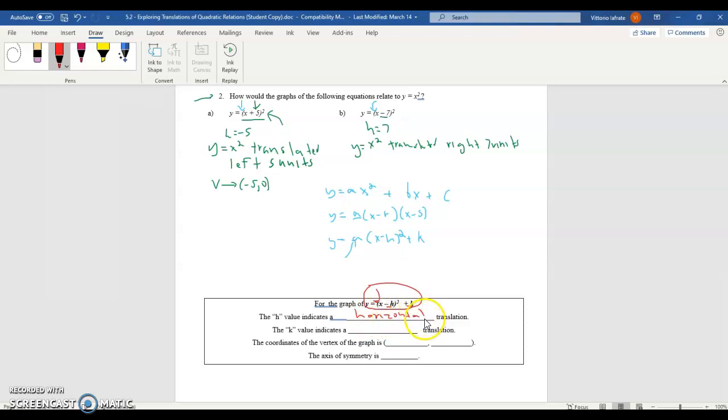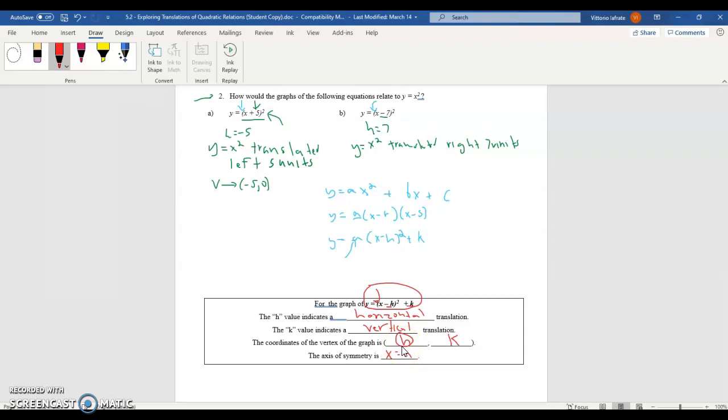And the K value is going to represent a vertical translation still. So if ever you have a situation like this, now your vertex coordinates are always going to be (H, K). And your axis of symmetry is going to be X is equal to H, because you can think of this H as controlling where on the x-axis you are. So your axis of symmetry is still going to be X is equal to H.